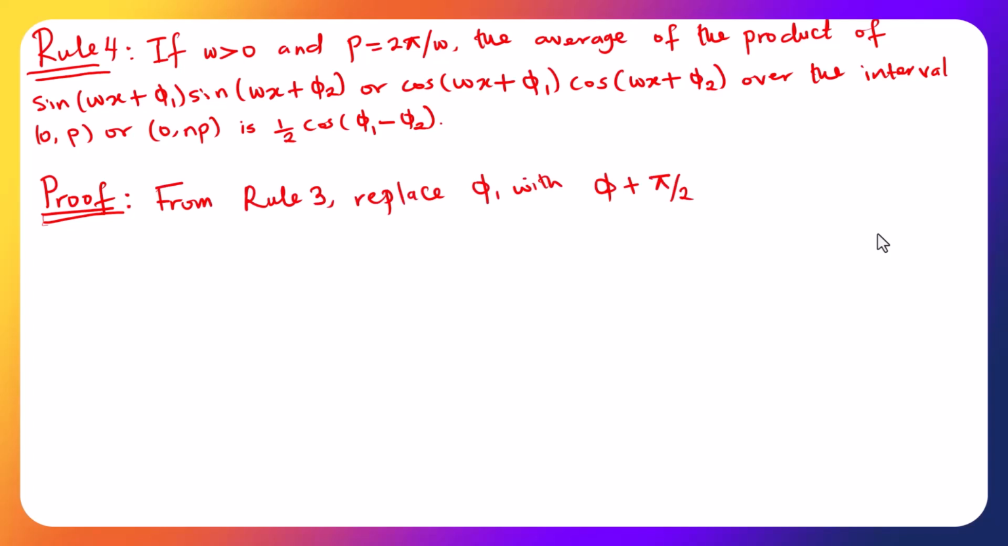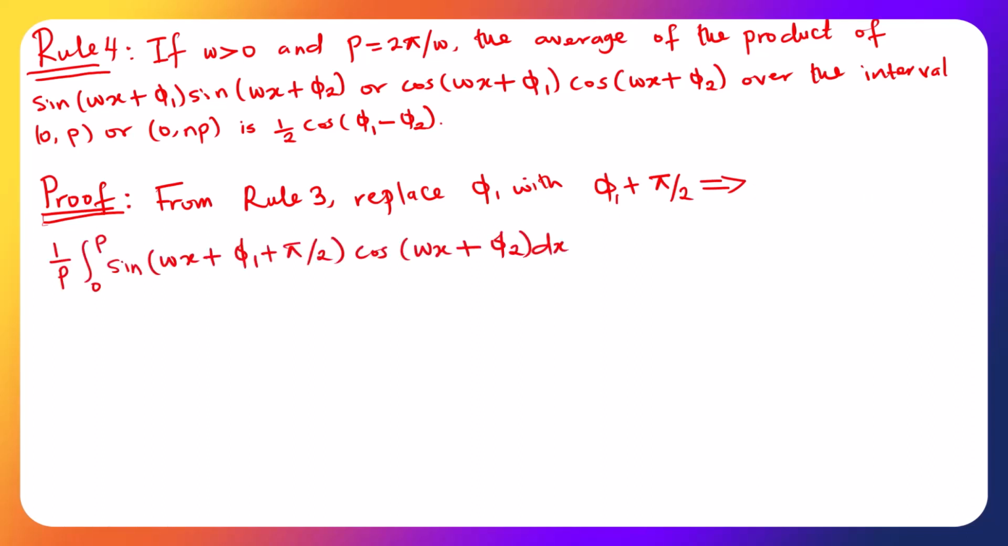So from rule 3, if we replace phi 1 with phi 1 plus pi over 2, then we have that 1 over p, the integral from 0 to p, sine of omega x plus phi 1 plus pi over 2 cos omega x plus phi 2 dx is equal to 1 over p integral from 0 to p cos of omega x plus phi 1 cos of omega x plus phi 2 dx.